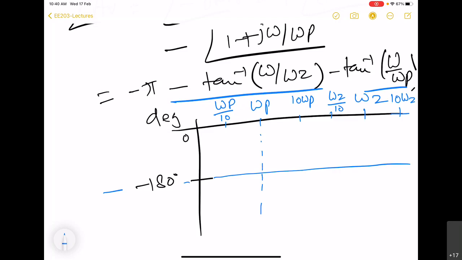Right. So for the pole, the response is going to be 0, and then say this is minus 90 degrees. So this will be 0 up till omega p by 10 and then minus 90 degrees from 10 omega p. And in between, there will be a straight line like this. Similarly, for the zero also, we will have a curve like this: 0 up till omega z by 10 and then at minus 90 degrees after 10 omega z, and then there will be a straight line like this.